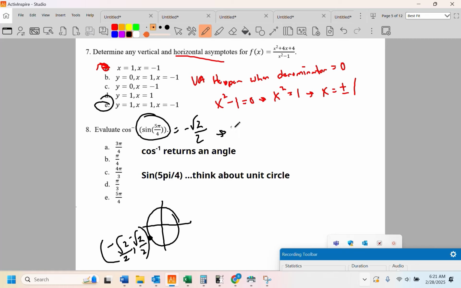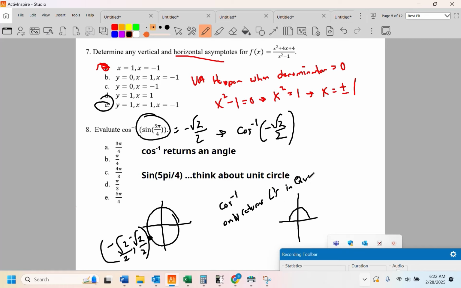So now it's asking you to do the arc cosine of negative root 2 over 2. And this is where trig gets kind of tricky for a lot of kids. I didn't do this, okay, so don't hate me. Arc cosine only returns angles in quadrants 1 and 2.